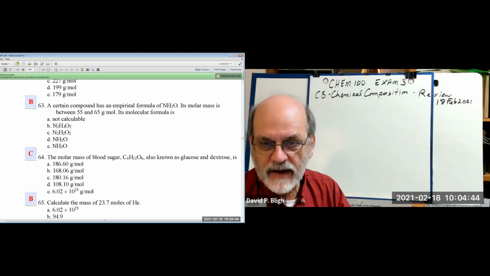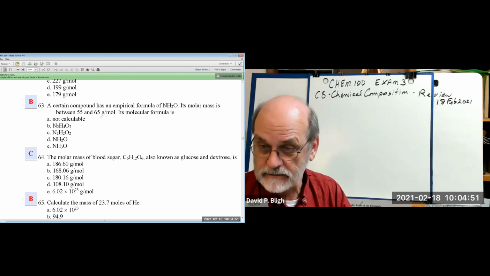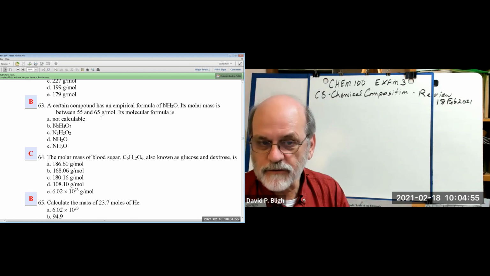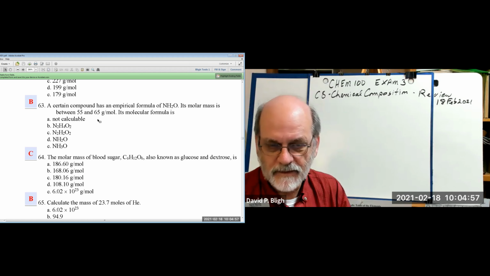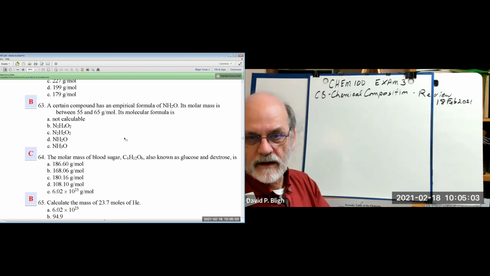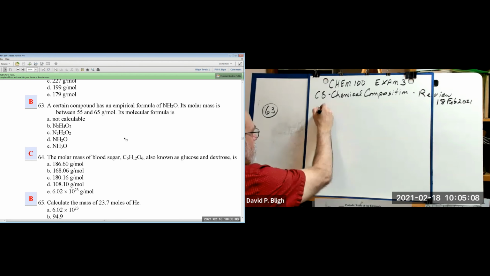A certain compound has an empirical formula of NH2O. Its molar mass is between 55 and 65. We're not giving you the exact mass. Its molecular formula is what? Okay, so you have the option, can't calculate it. Can we calculate it? Let's see what we got. We have the empirical formula NH2O.